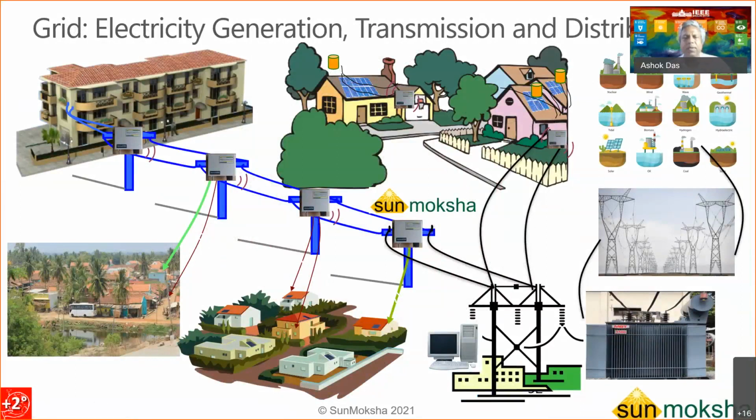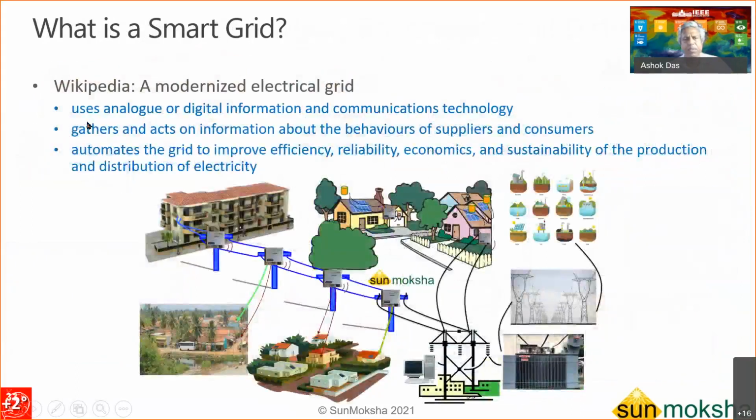And what is a smart grid? Essentially, it uses analog and digital information and communication technology, gathers the information on behaviors, and makes decisions as to where to supply what electricity, how to manage the load, how to manage my supply, where do I buy it, and how do I predict how much solar I would get today so that I can plan my power plant accordingly. So it essentially automates the grid to improve efficiency, reliability, economics, and sustainability of the product.